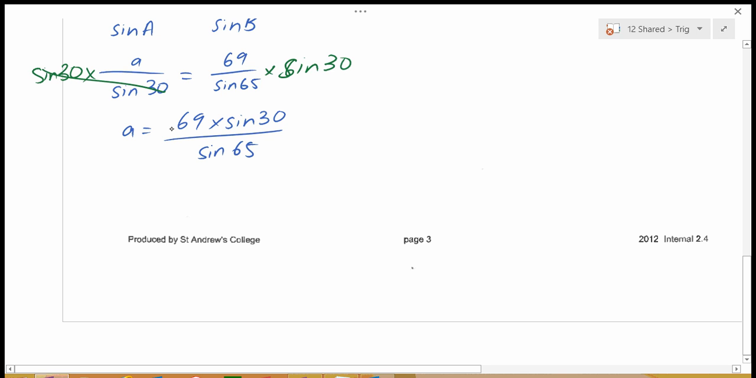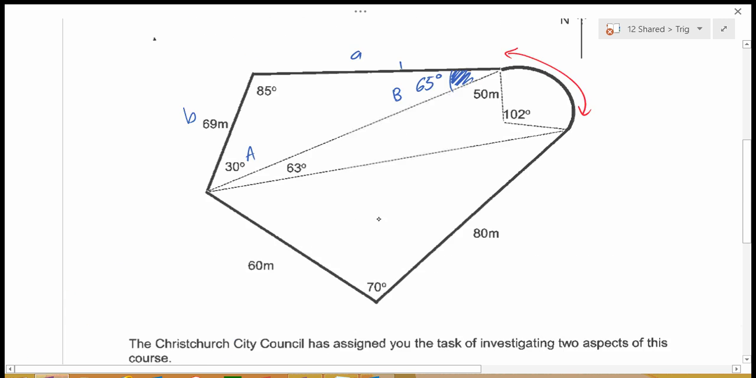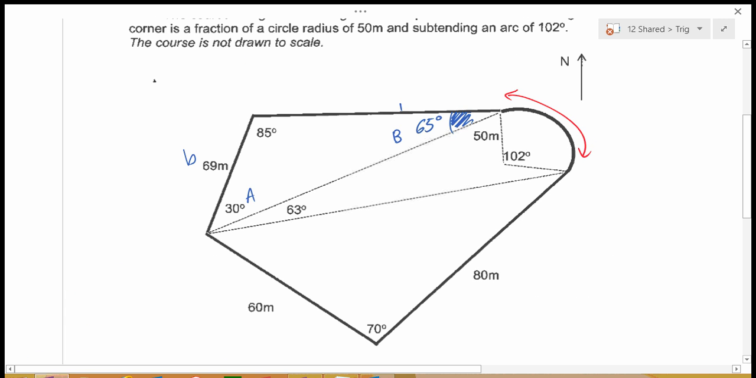When you're putting this in the calculator, make sure you've got brackets around the top, and then you can put that in. For that one we get 38.1 metres. So that side there we can say is 38.1 metres. Don't get confused by the scale here. That's just what happens with these diagrams. They're deliberately out of scale so that you don't sort of guess what it's going to be.